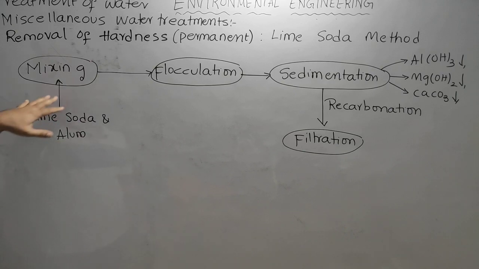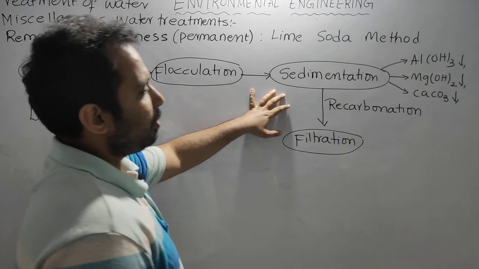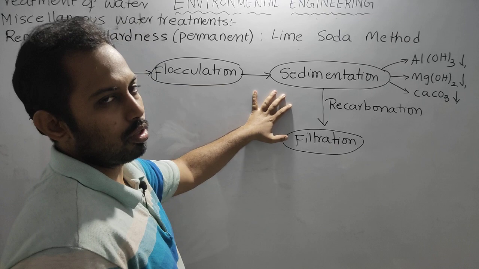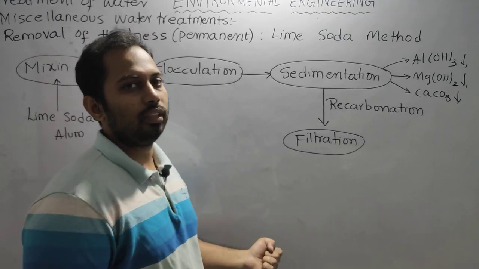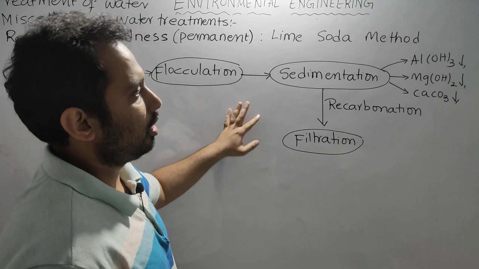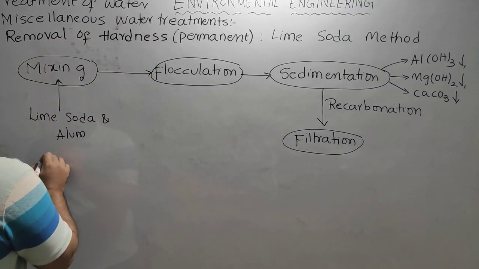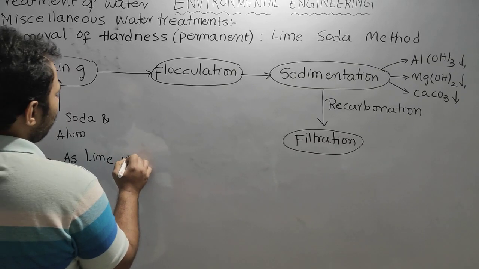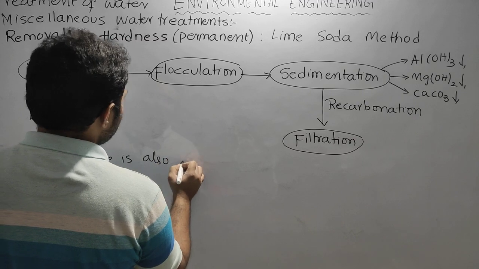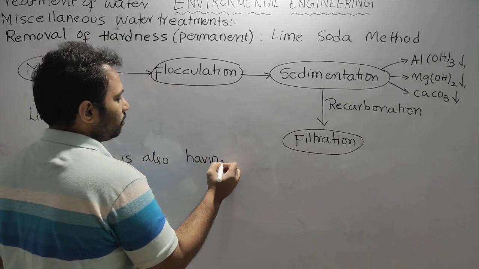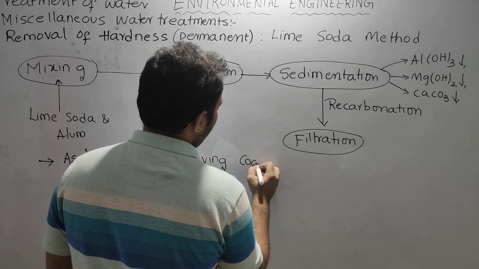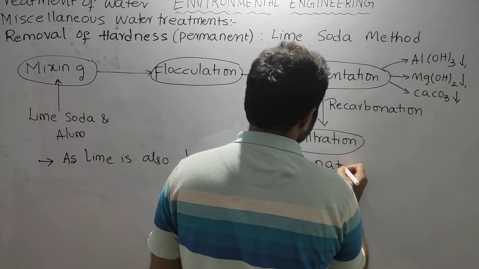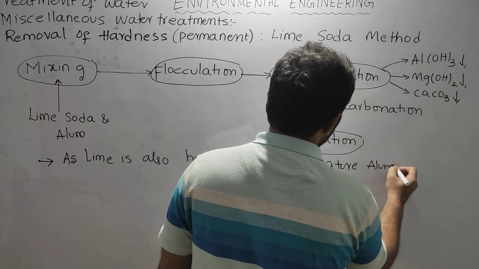Also, during this process, as I told, pH is maintained above 11, or above 9. When pH is maintained above 9, disinfection also takes place. Whatever bacteria or microorganisms are present inside the water will be killed by the pH. So as lime has coagulating nature, the alum dosage can be reduced.